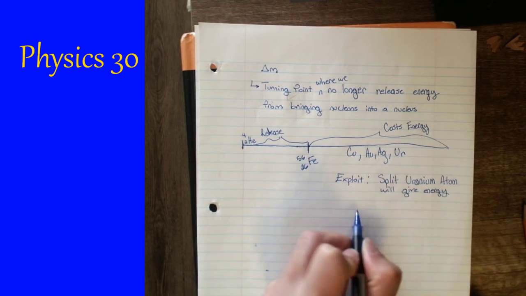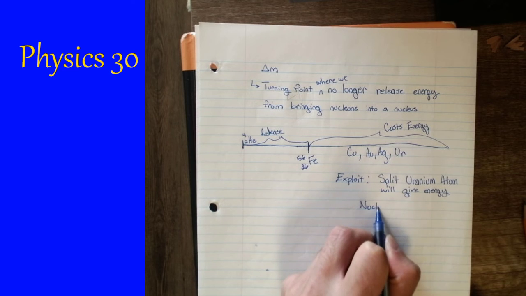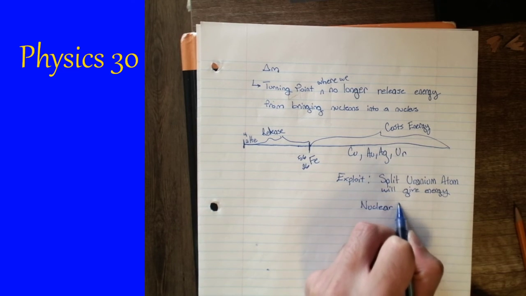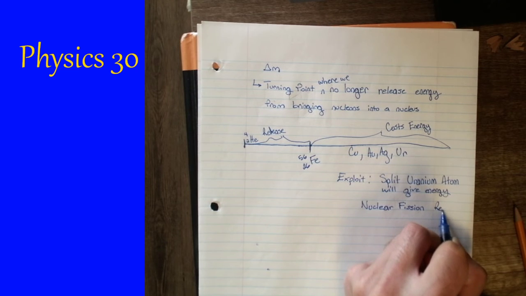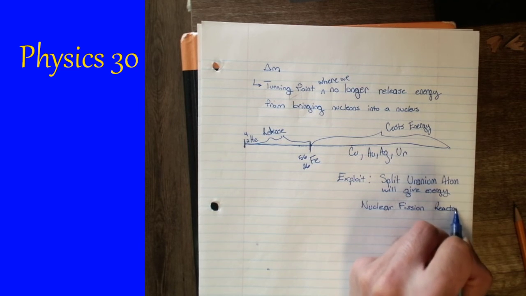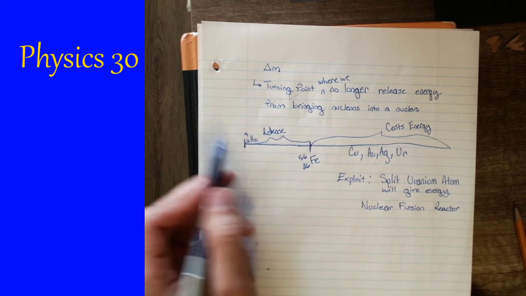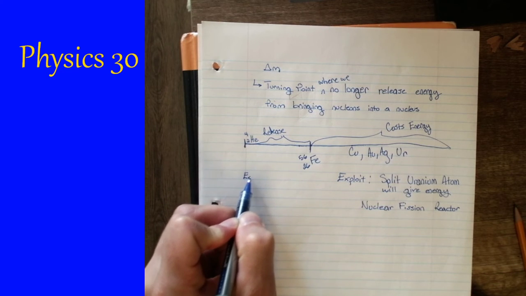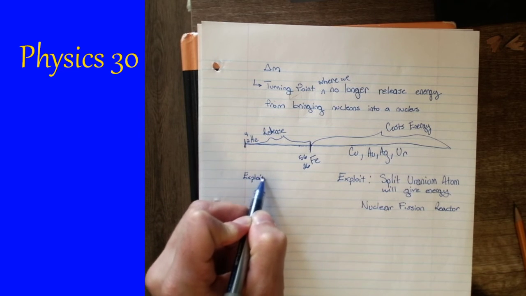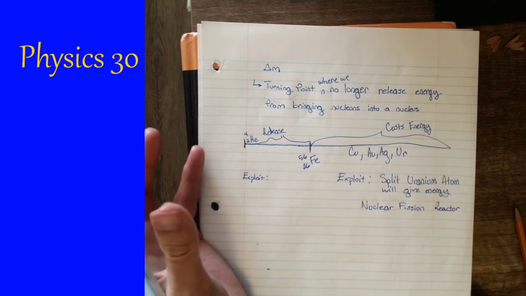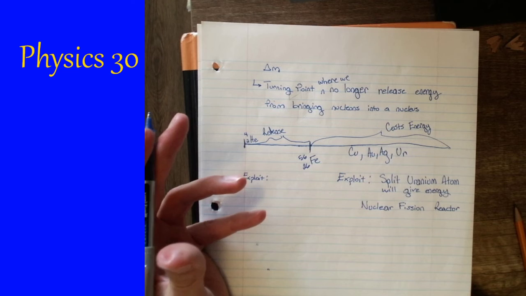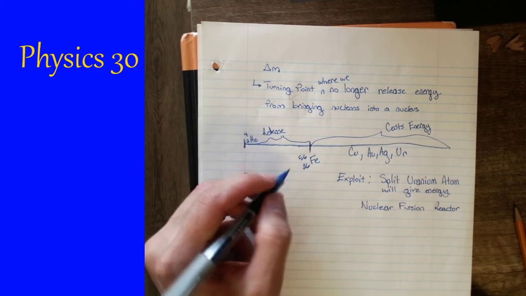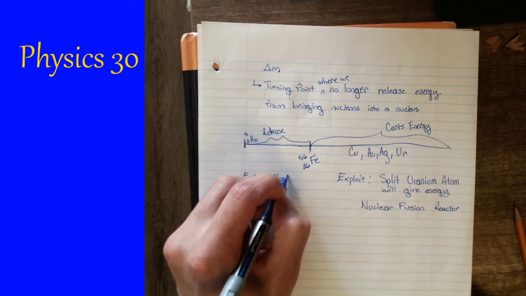So our exploit here is our nuclear fission reaction, the nuclear fission reactor. And over here, our exploit would be the ever elusive nuclear fusion. If I put together some things, it turns out I'll get energy released from that. It's actually how the sun works. The sun is doing this type of exploit called nuclear fusion.